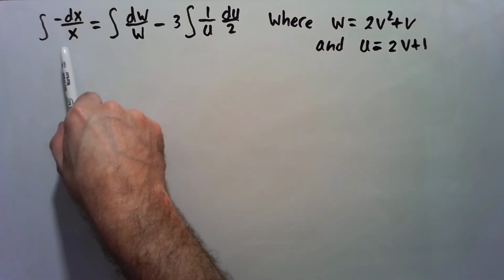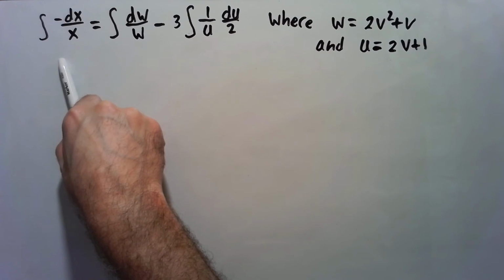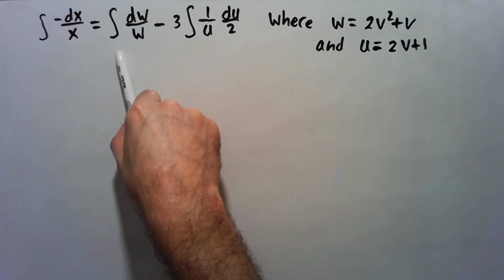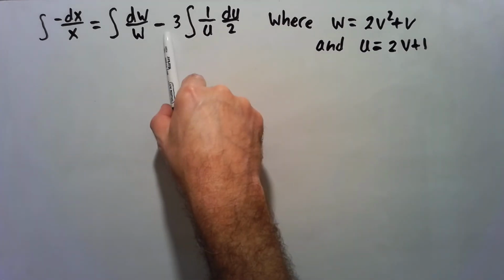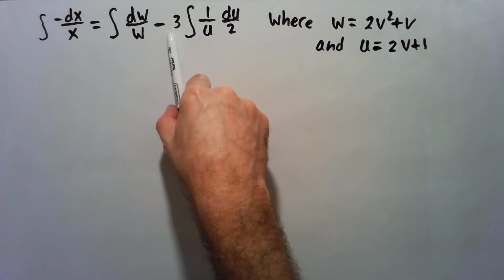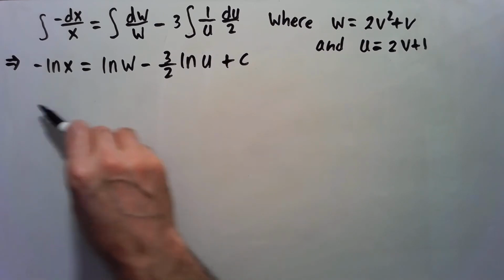For the first one, I can pull a minus out, and there's going to be negative ln of x. There's going to be ln of w for this one. I can pull that 1/2 outside here. It's going to become negative 3/2 ln of u. So let me write that. So we get this then.